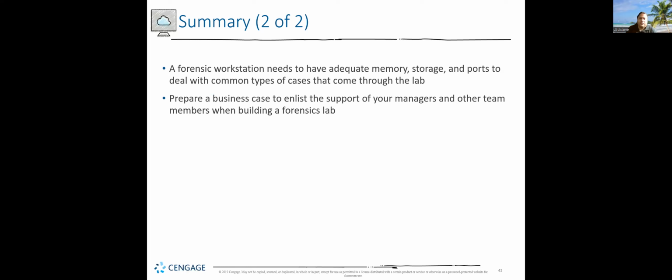Prepare a business case to enlist the support of, or manage, other team members when building your forensic lab. You just have to convince people.